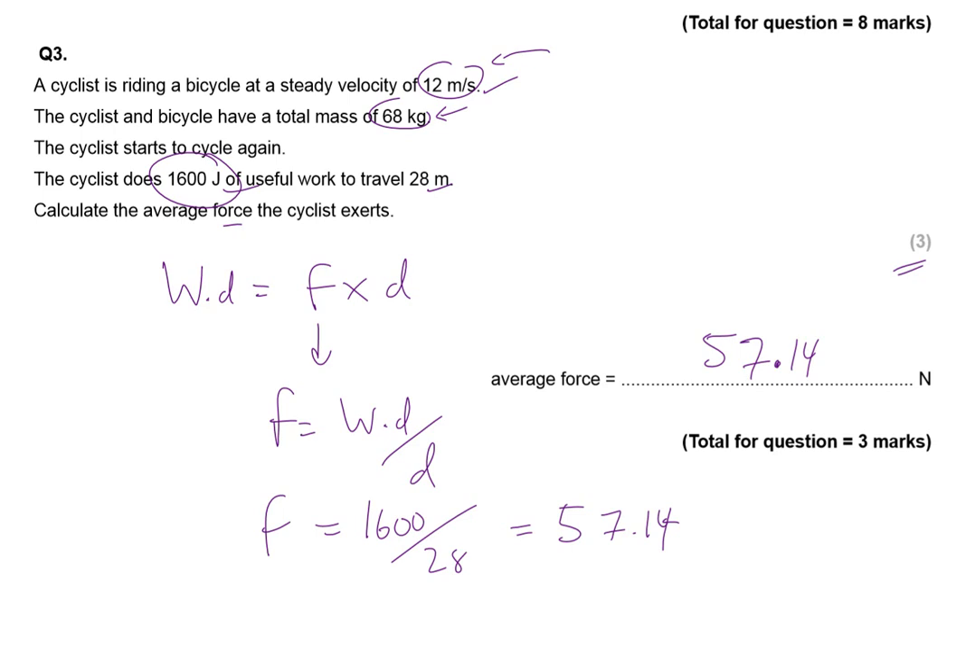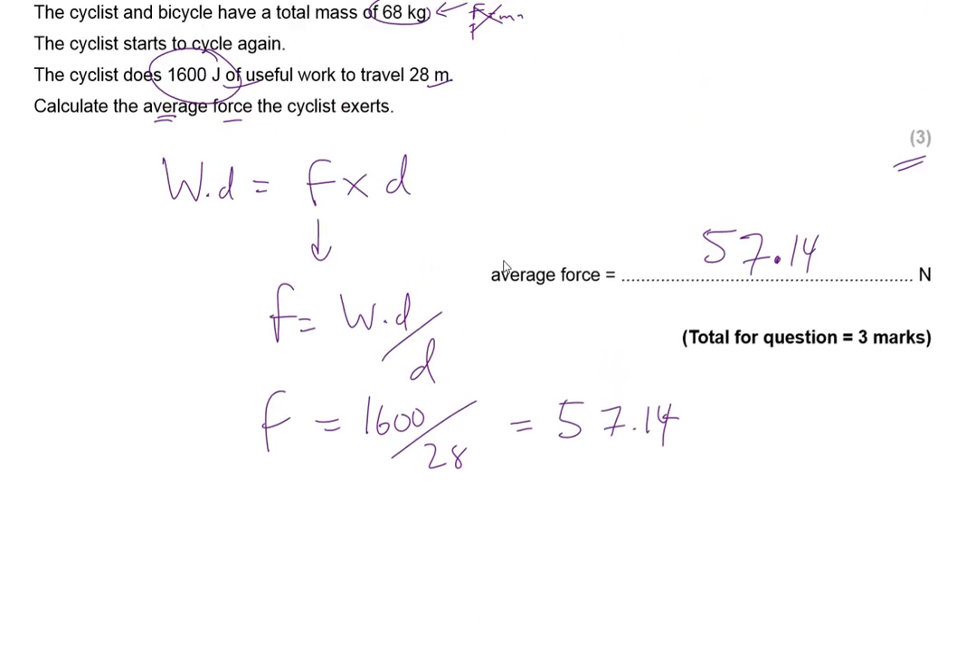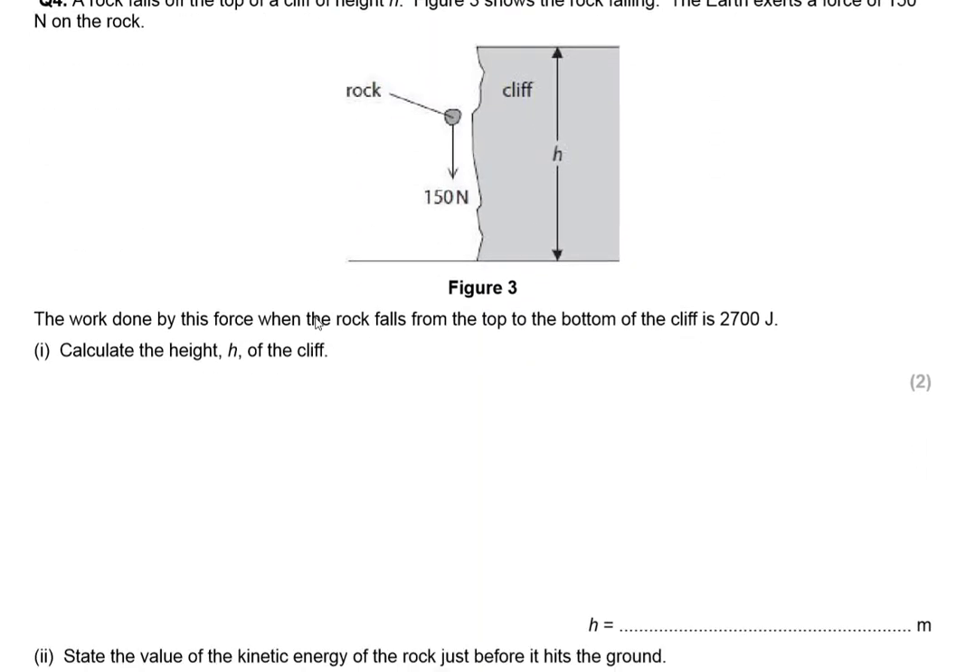What equation links force and mass together? We learned about F equals ma, but this F is the resultant force. We're looking for the average force, so it can't be this one. It has to be this one here. Also, the reason we can't use F equals ma is because we don't know the acceleration. Average force, that's fine.